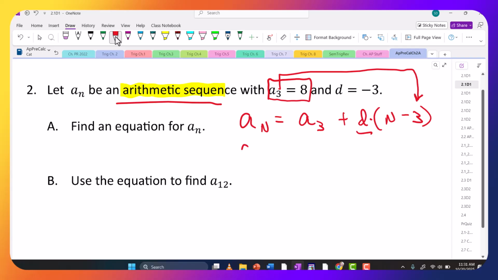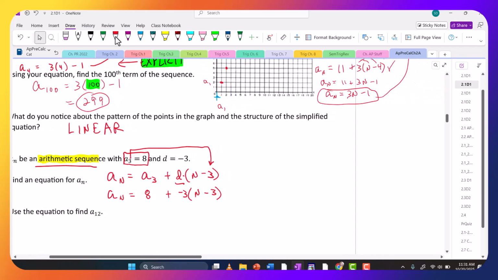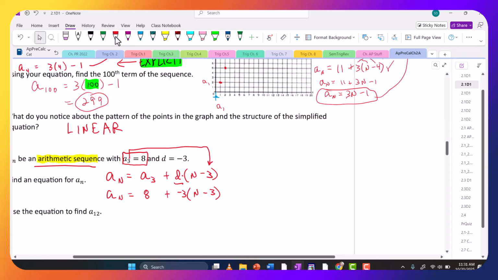Oh, and I'm given a sub 3. So I can replace a sub 3 with that number 8. Oh, and I'm given the common difference. Therefore, I can go ahead and find my formula in simplified format. It's what I did on that last one. I didn't feel like doing it with all of them. When I plugged in a sub 4 up in that upper right corner there, then distributed and added, it ended up being my a sub 0 formula, which is fine. All right, it's the same.